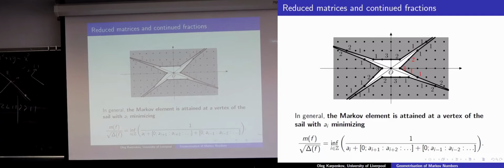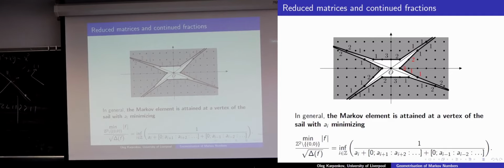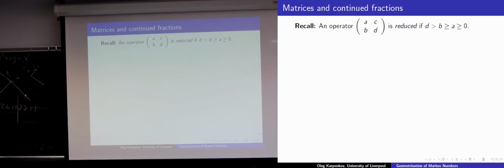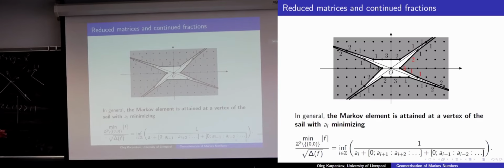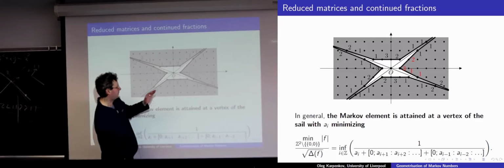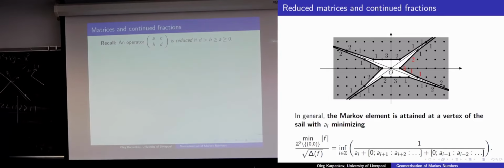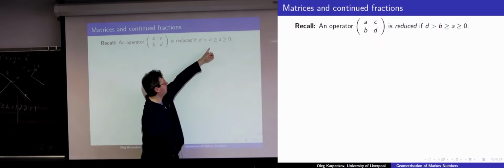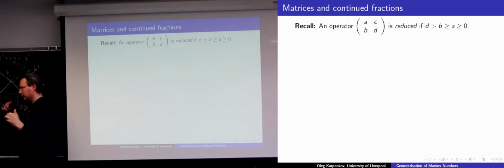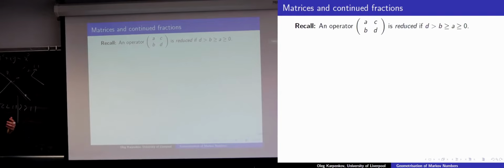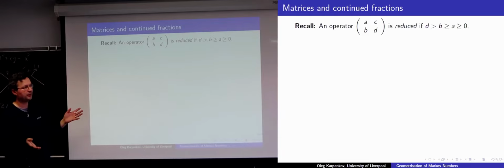So anyway. Great. The Markov element is attained at the vertex. Okay, that's what I already said. But this is true only if you work with reduced operators, so only with reduced operators. These are the operators with d greater than b greater than or equal to a. For the others, you will have to compute. Sorry, I should have said that. If you do it geometrically, of course, then it works fine. But now we will show how to write directly from the coordinates of the matrix how to write down these LLS sequences. That's what I wanted to say.